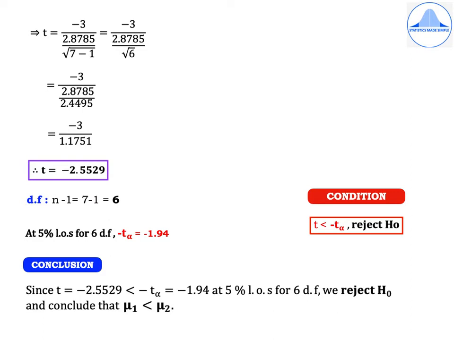So the conclusion is, since T is equal to minus 2.5529, which is less than minus T alpha equal to minus 1.94 at 5% level of significance for 6 degrees of freedom, we reject H0 and conclude that mu1 is less than mu2.